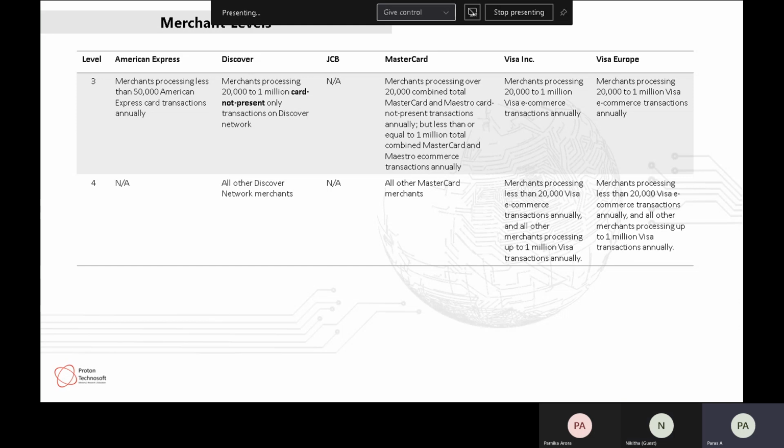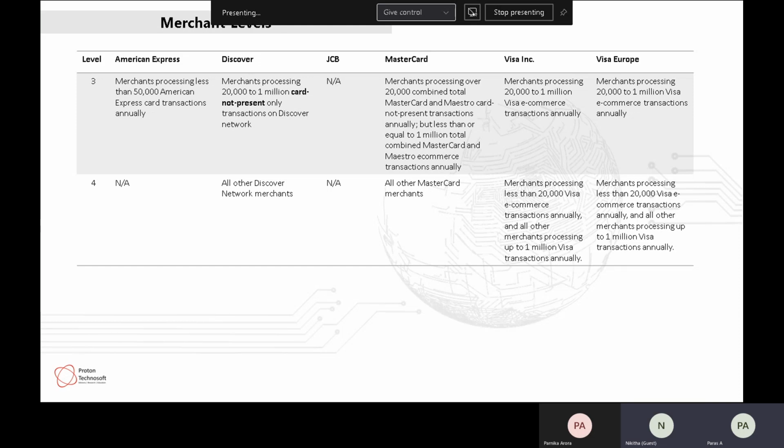Okay. Then from a level 3 and level 4 perspective, American Express says anybody who is doing less than 50,000 transactions annually will be a level 3 for me. Discover says anybody who is processing 20,000 to 1 million card-not-present transactions only will be considered a level 3. JCB doesn't have any level 3 and level 4. MasterCard says between 20,000 and 1 million will be a level 3, and the same goes for Visa as well.